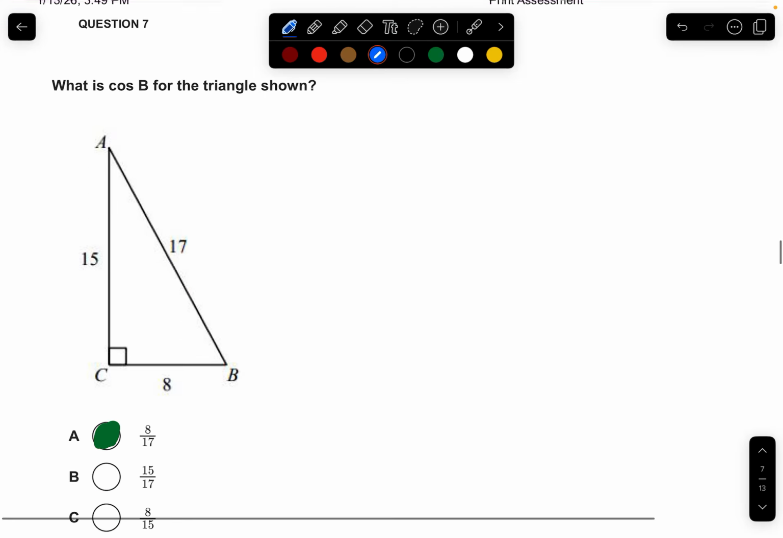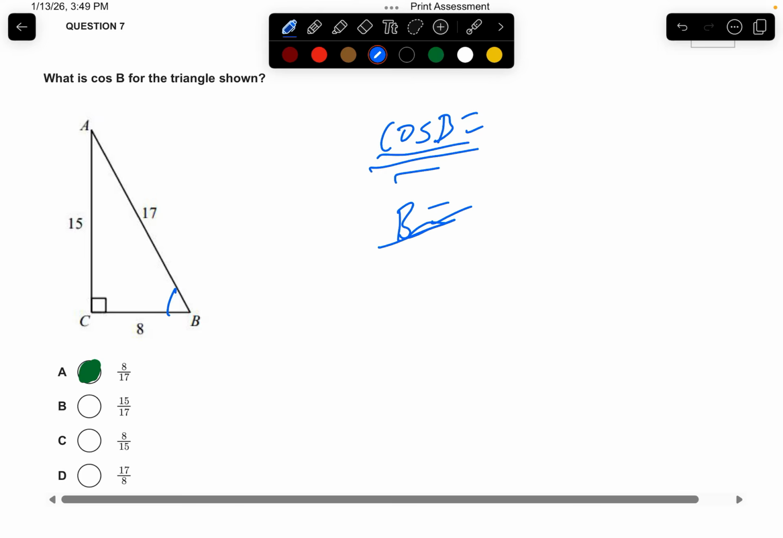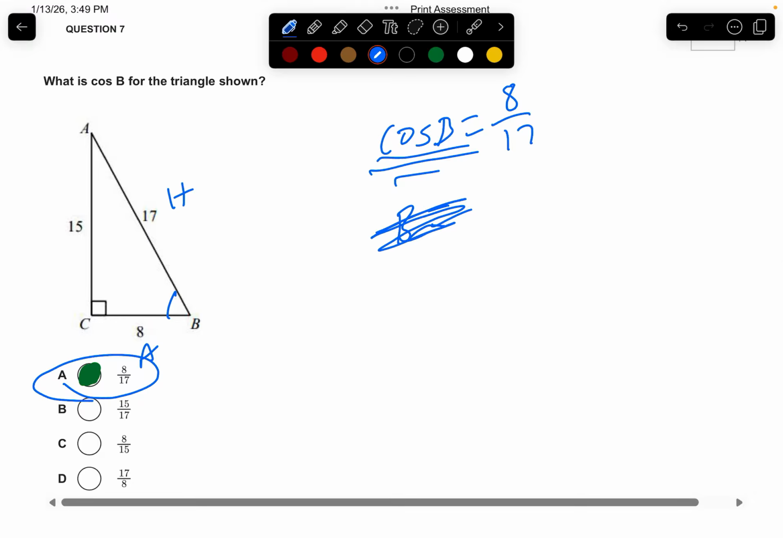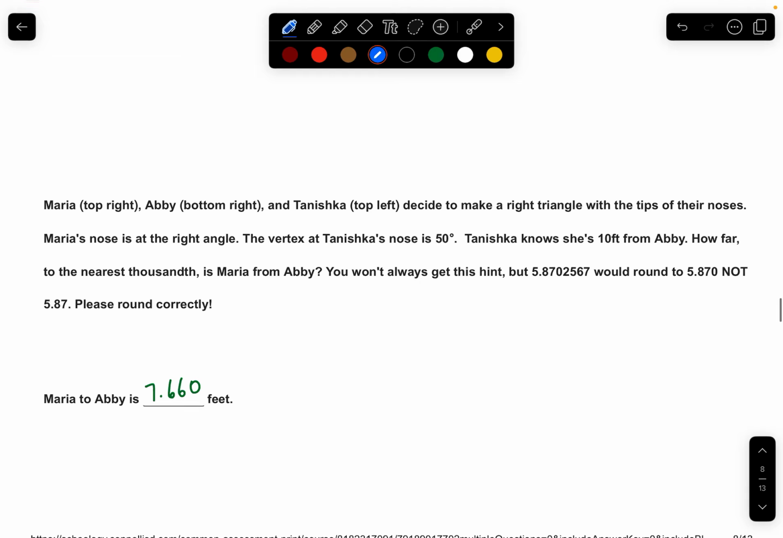What is cosine B for the triangle shown? Again, when I say what is cosine B, cosine B equals and angle B equals are very different things. I'm asking you for the cosine of B, not angle B. Cosine is adjacent over hypotenuse. So the cosine of angle B is going to equal adjacent 8 over hypotenuse 17. That is the cosine ratio for angle B, which is what it's asking for there. So that's the cosine of angle B, my friends. 8 over 17. All right, keeping the ball rolling.